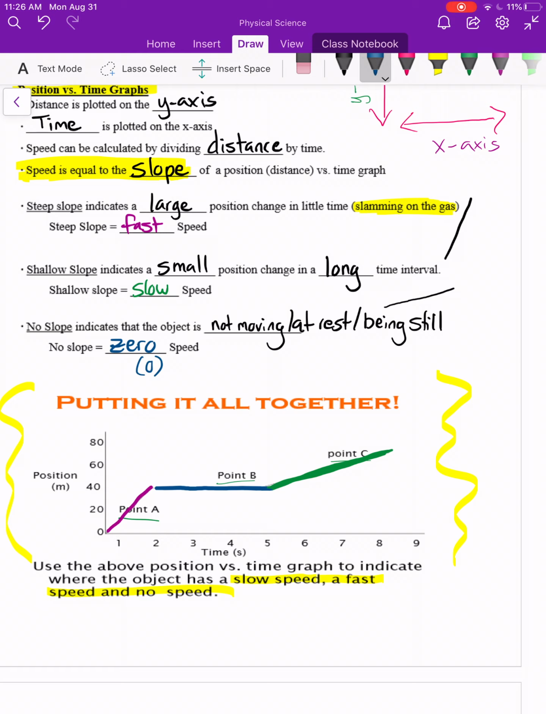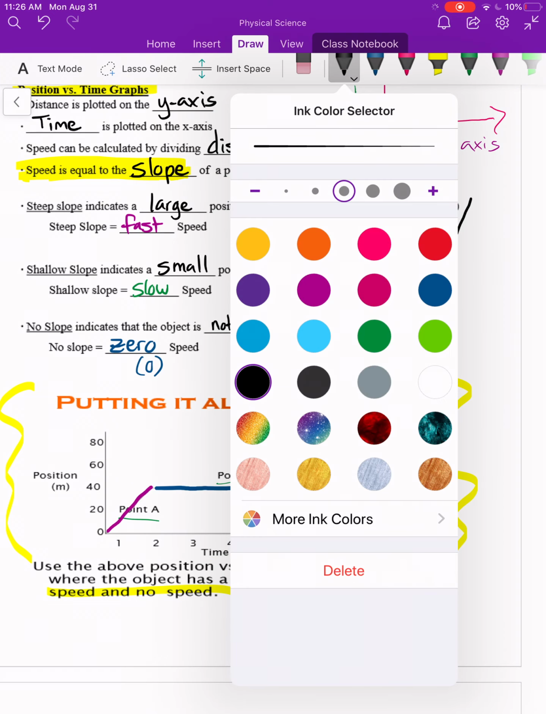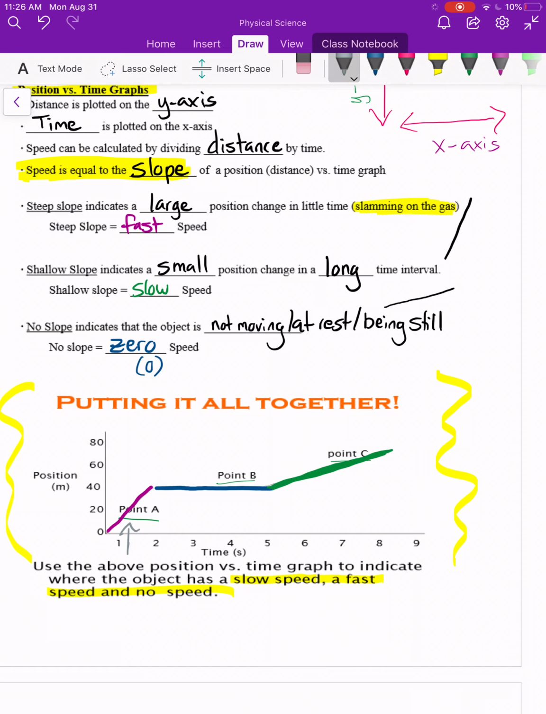So I did these color coded for you in case you hadn't picked up on that, or if you are colorblind, let's talk about what that means. So on this graph, I'm going to use a different color here. Let's do gray. If I'm looking at this line here versus this line, this is A, this is B, and this is C. I think the easiest one to pick out is point B. Point B, this line is not moving. It is completely flat. There is no slope.